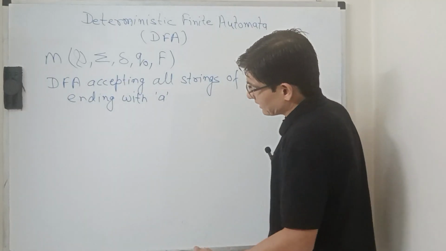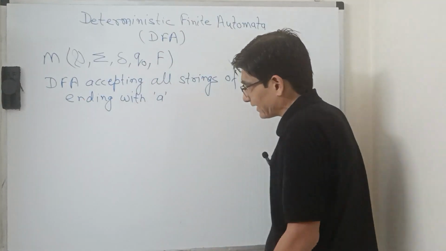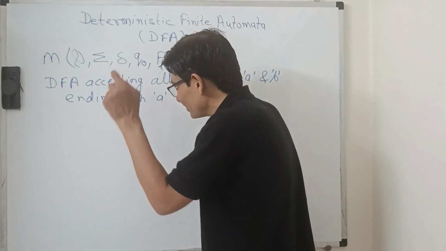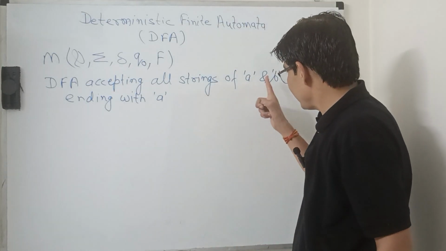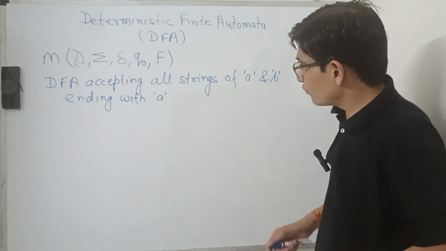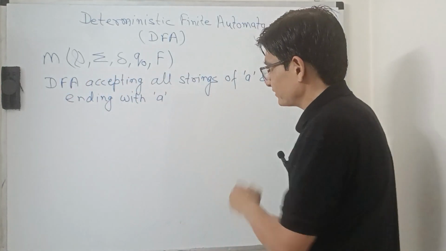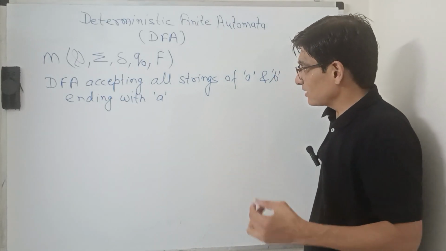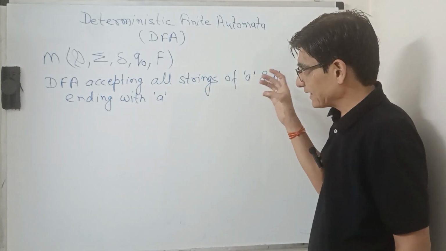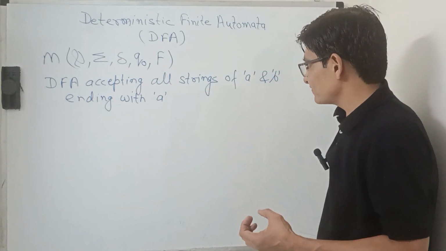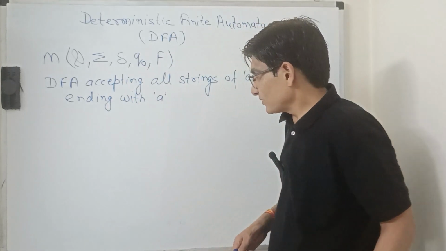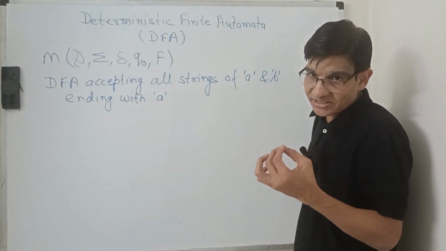So friends, we will create a DFA accepting all strings of A and B ending with A. All strings of A and B ending with A. So see friends, this is like a set. Now if I call this particular set a language, then this language will have all strings of A and B ending with A. That means what would be the minimum string?